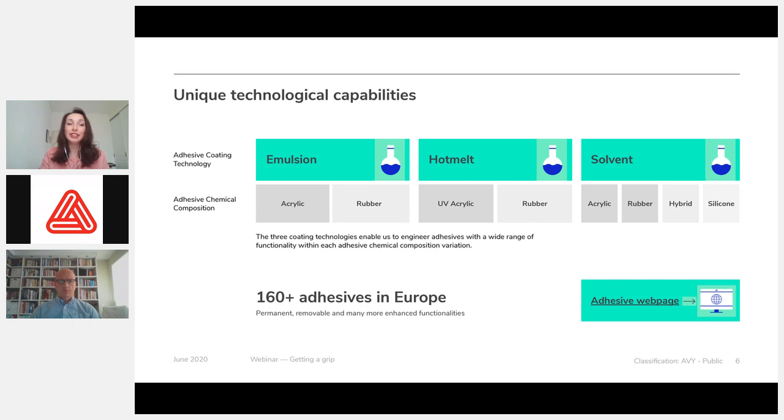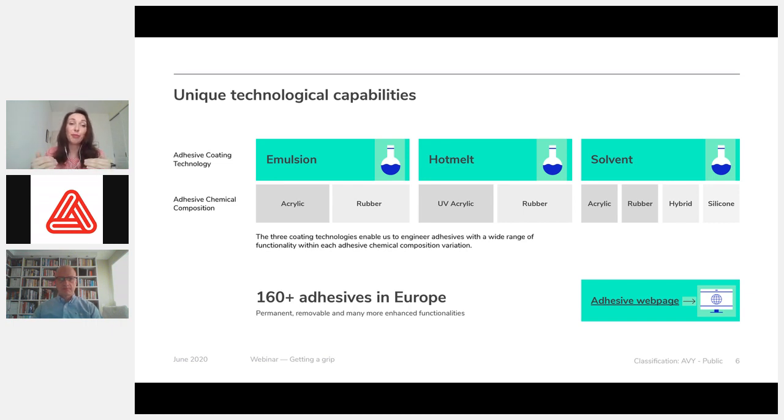If you go a level deeper within each acrylic or rubber-based type of chemistry, we can define an adhesive to be either permanent, sticking until the end of the lifetime of the product, or removable. And removable can be removable on demand. For instance, if you have a barcode label identifying a product, or if you need reclosability performance, also known as peel and reseal, where you need multiple opening and reopening of the pack.